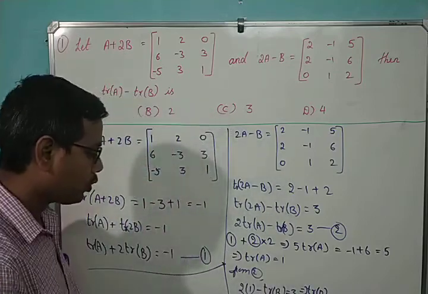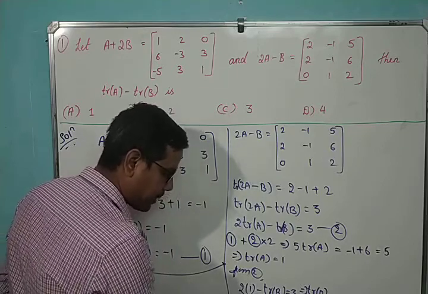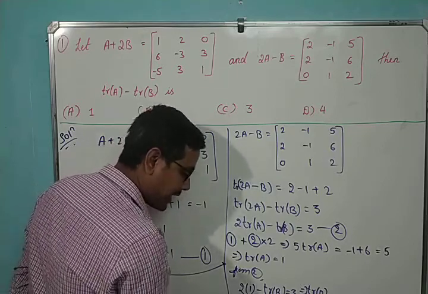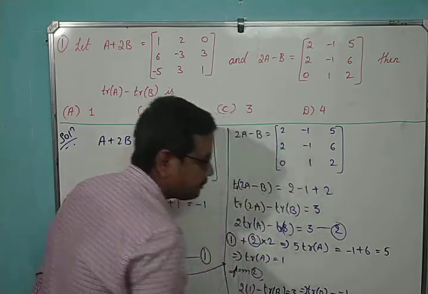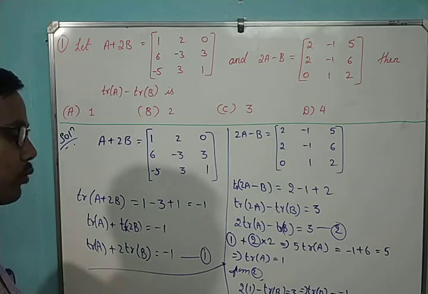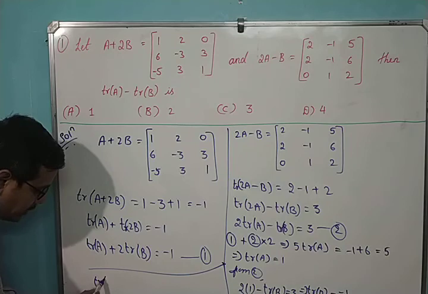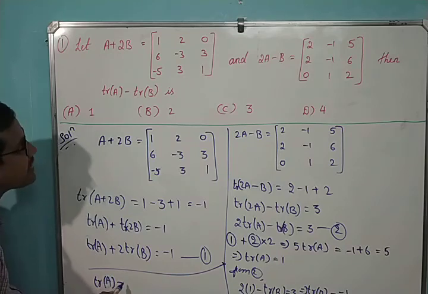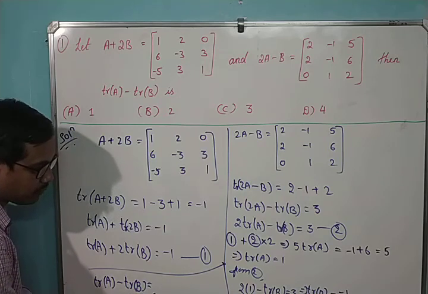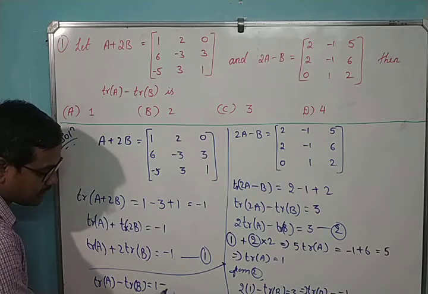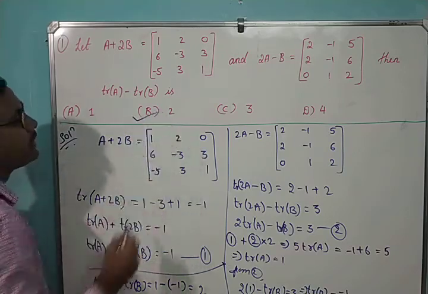Right? So trace B if I take this side, and 3 if I bring on this side, trace B becomes positive, this plus 3 becomes negative. So 2 minus 3, that will be minus 1. Right? So trace A is 1, trace B is minus 1. So trace of A minus trace of B is equal to, trace of A is how much? 1 minus trace of B is minus 1, that is 2. So this will be the answer.